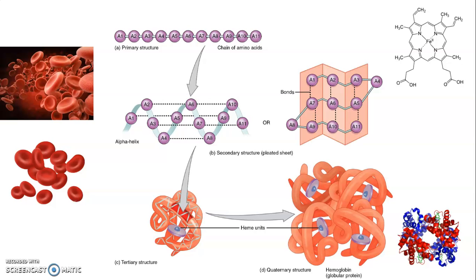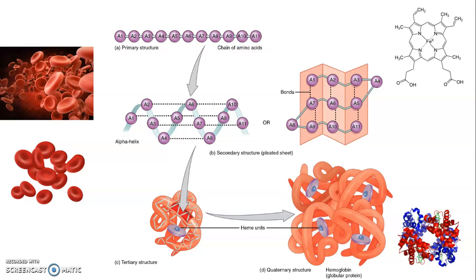So one example of a quaternary globular protein would be hemoglobin. Hopefully that rings a bell. Hemoglobin is the oxygen carrying protein found in your red blood cells, which make up about half of your blood by volume.